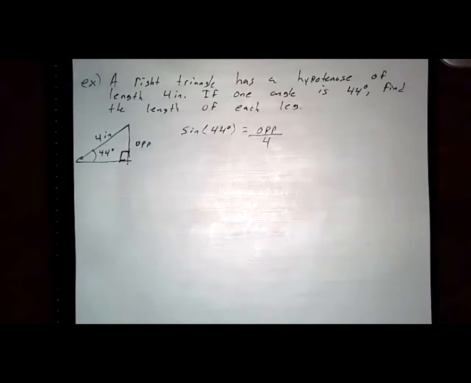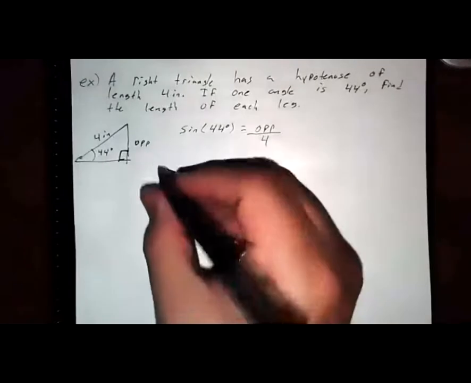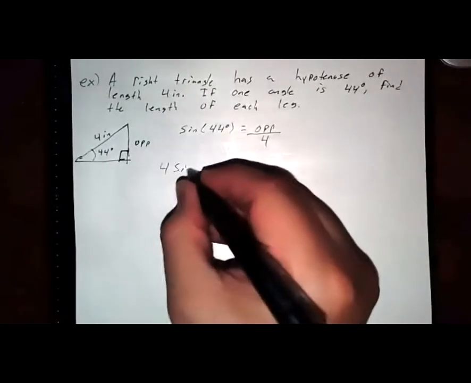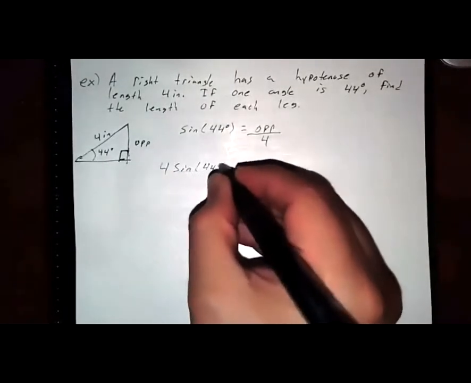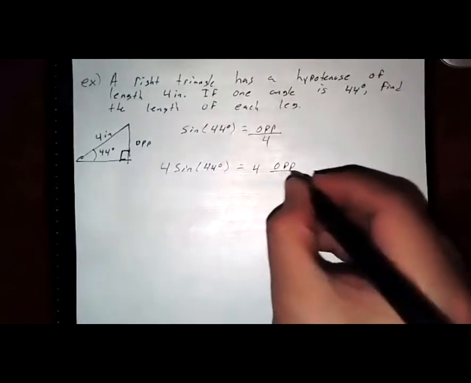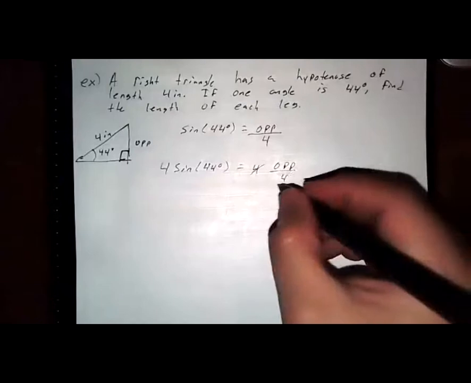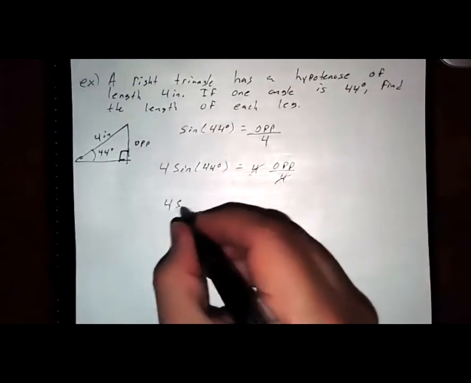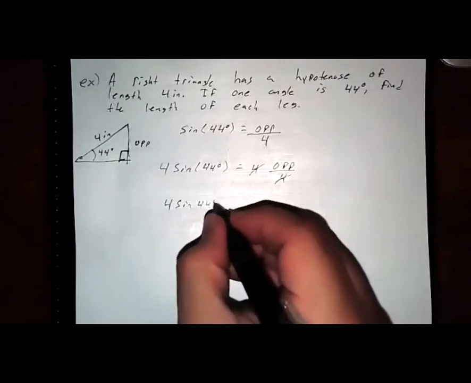So how would you solve for that missing piece? You multiply both sides by 4. So 4 times this side, 4 times this side. That will cancel this. So now, what is 4 sine 44?